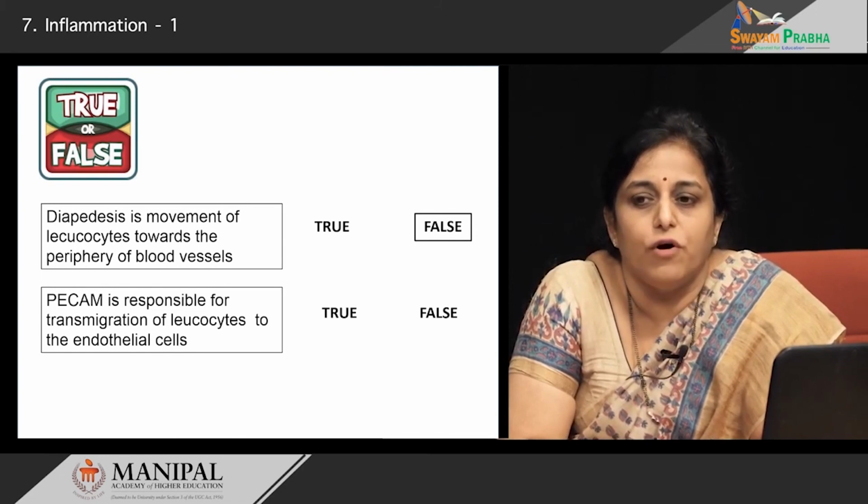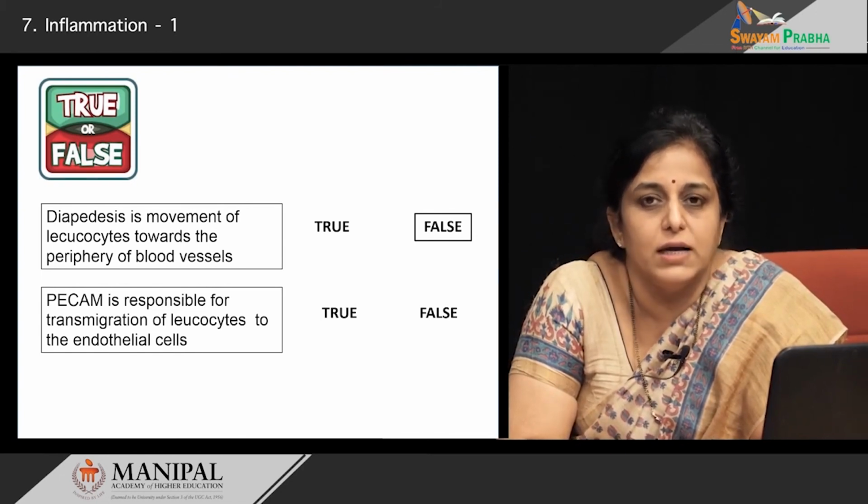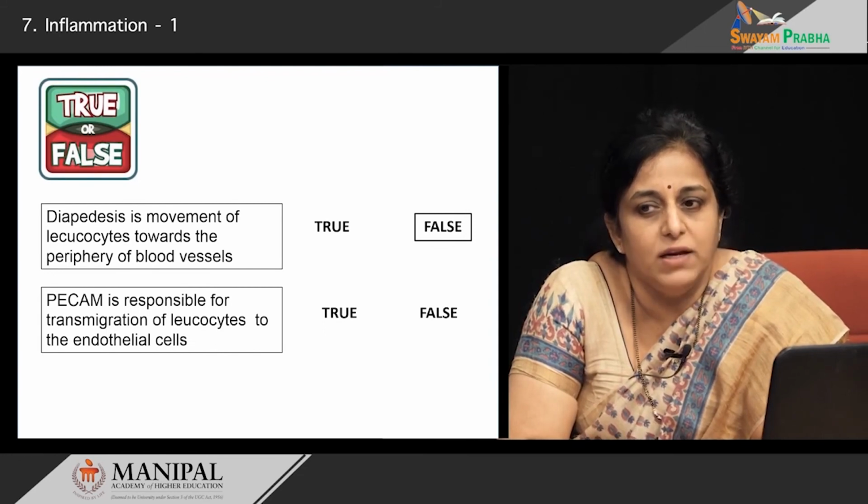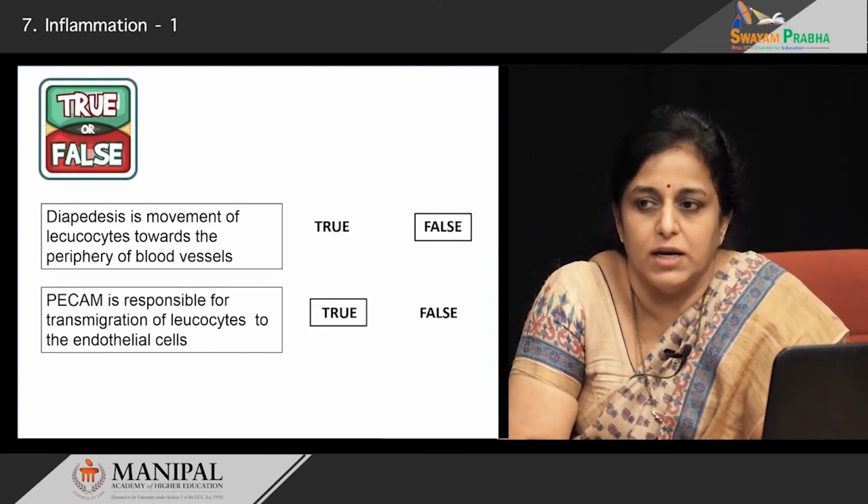PECAM is responsible for transmigration of leukocytes across endothelial cells, which is true. We learned that PECAM or CD31 helps in transmigration.